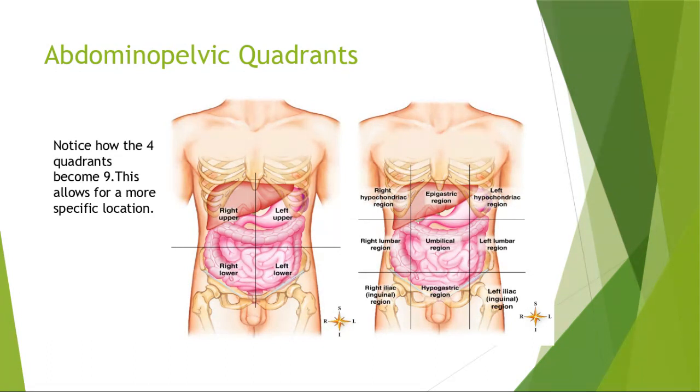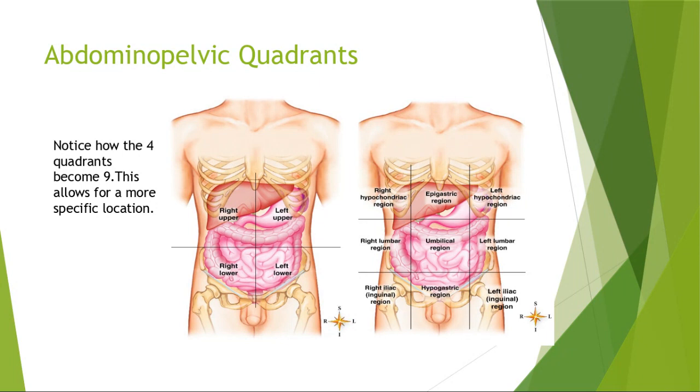So there's 4, again, major quadrants: the right upper, the left upper, the right lower, and the left lower. We also break them down into 9 regions, and the reason I say that is the umbilical area could actually be in this area, but if you had an appendix problem, it could even be considered in the umbilical or the right iliac. The reason why we break these down is because it helps us determine a more specific location for pain or a specific injury.